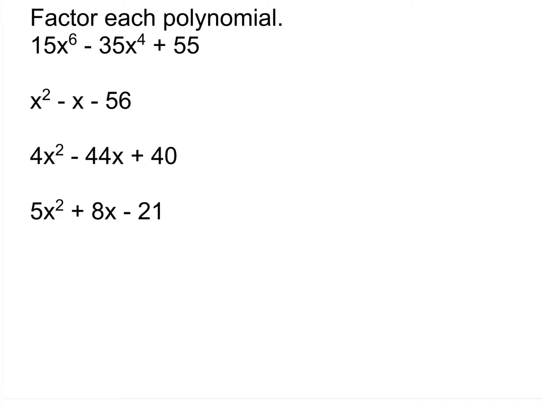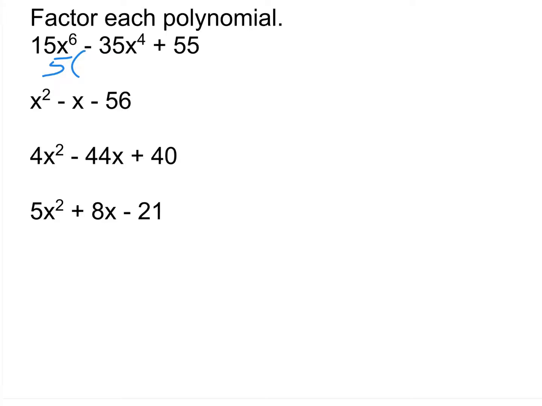Alright, so for that first one, this is going back to the very first type of factoring we did, where we would just look to see what can I factor out of every term. And what can we divide all of those terms by? 5. So that's what we're going to do. We take the 5 and we write it outside the parentheses. And then inside the parentheses is everything just divided by 5.